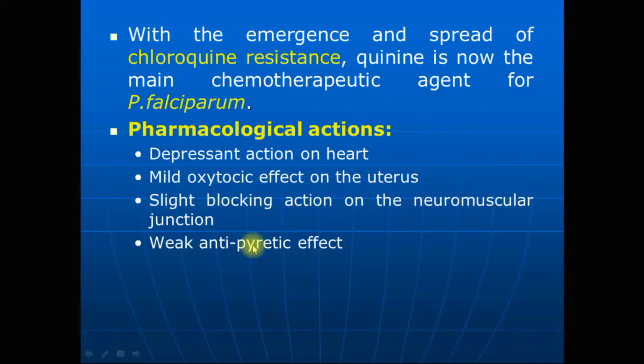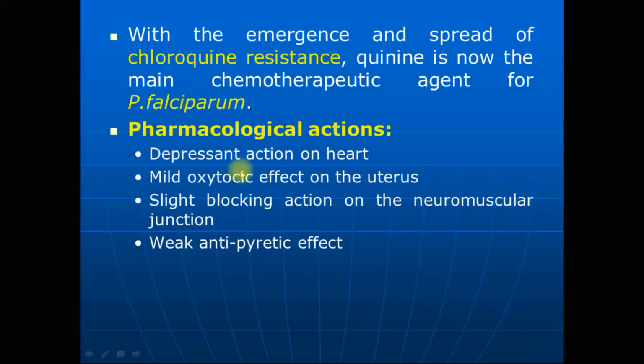The pharmacological action is similar to the chloroquine profile, but additionally we will learn something. For example, depressant action: just like quinidine, it also produces a depressant action on the heart. It also produces a mild oxytocic effect, which leads to contraction of the myometrium in the uterus. It also blocks the neuromuscular junction. This is not a prominent action like d-tubocurarine, but a mild action on the neuromuscular junction can be observed.